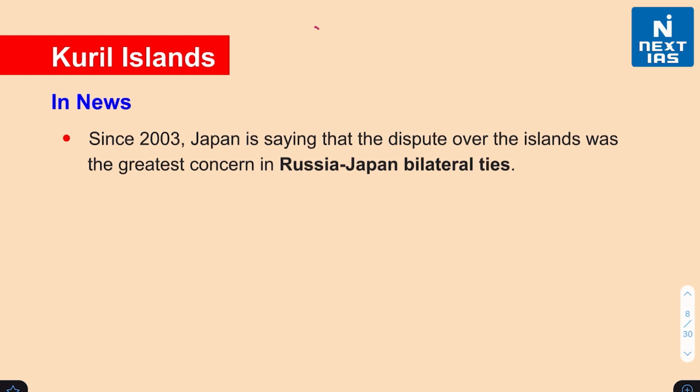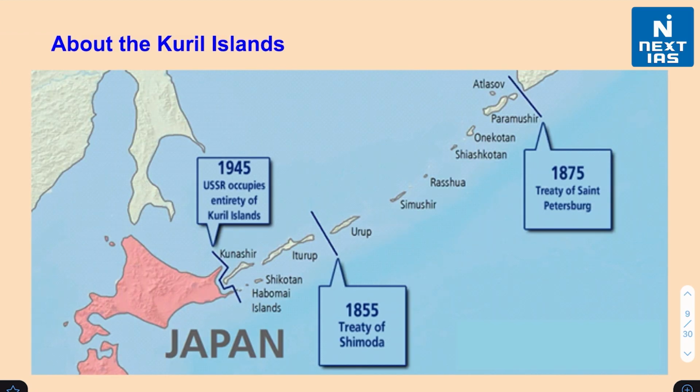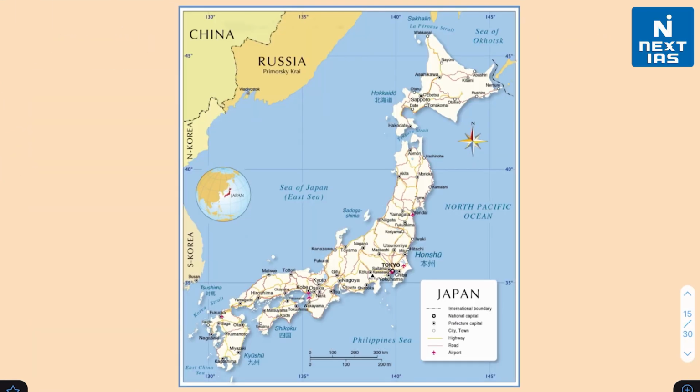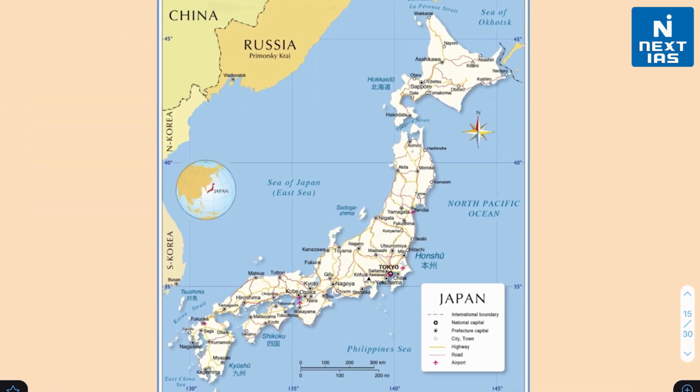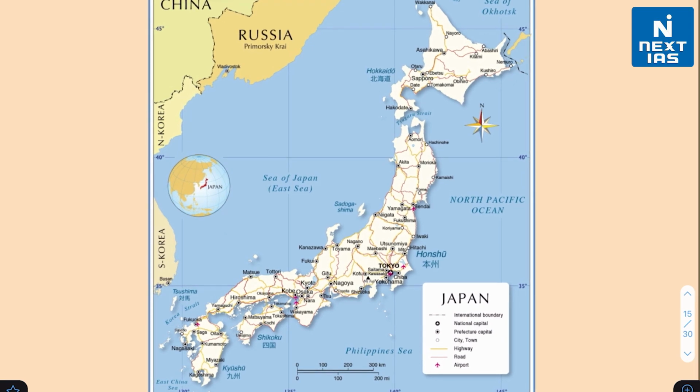Now let's move on to our next location, and that is the Kuril Islands. The Kuril Islands are disputed territory between Japan and Russia. Since 2003, Japan has been saying that the dispute over the Kuril Islands is the greatest concern in Russia-Japan bilateral ties. So we'll look at the map to see where the Kuril Islands are located. First of all, here we have the map of Japan. Japan itself is divided into 4 major islands.